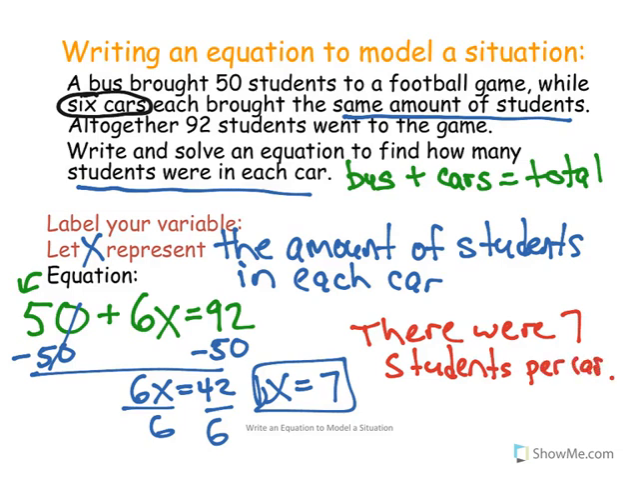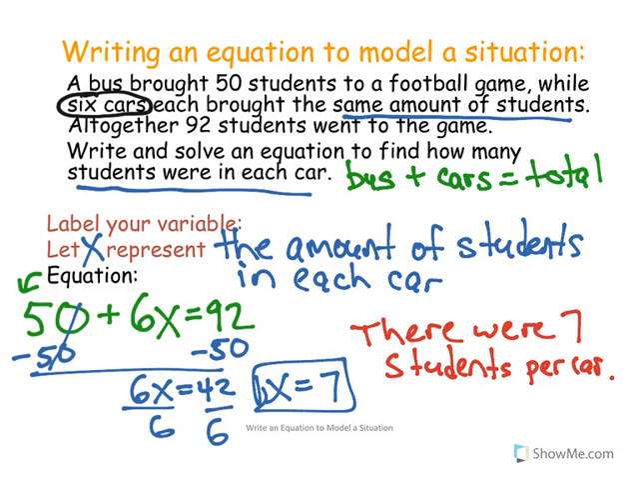So make sure that we write our answer in a sentence, right? If I'm saying X equals 7, well, what does that mean? Yeah, I know, it's great. We wrote the let statement, so we can go back and kind of put 2 and 2 together, but you want to answer it in a sentence, right? So we're going to write our let statement. Let X represent the amount of students in each car. I have my equation over there in green. That tells me that 7 is the number of students per car.